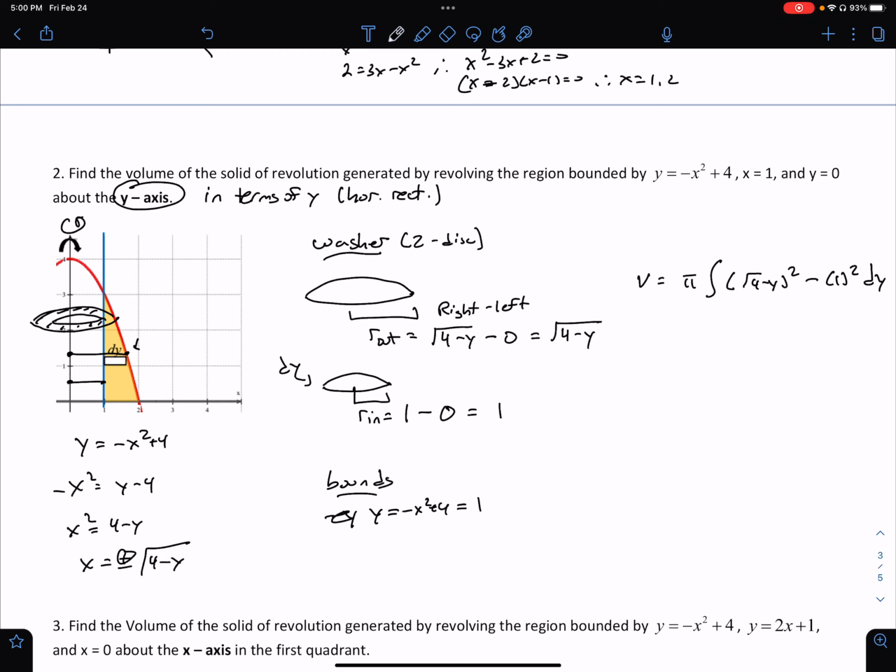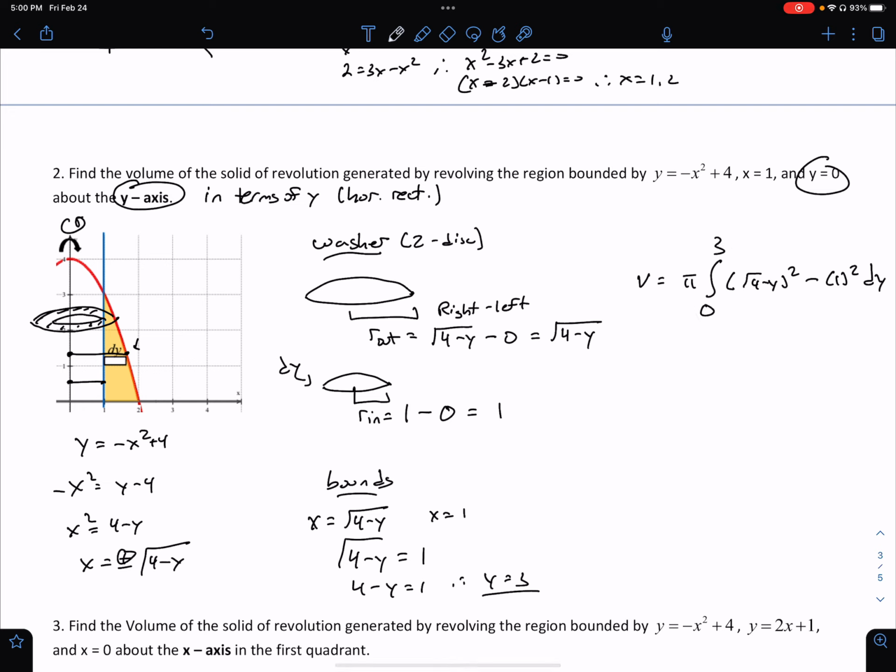Sorry, let me take a look here. x equals 1. Sorry, messed that up there. Let me fix this up. There we go. We're looking for where the x's meet, right? So notice, remember, we have x equals the square root of 4 minus y, and we have x equals 1. We want to find out where those meet. So we take the square root of 4 minus y equals 1, square both sides, 4 minus y equals 1, therefore y is 3. And we also know y is 0, so we go from 0 to 3, and that would give us our volume of revolution right here.